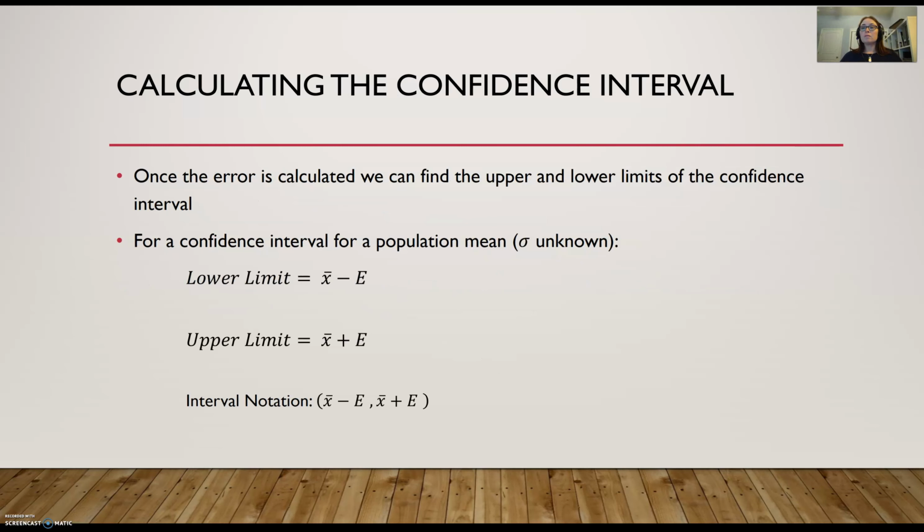Once you have that error, to form that interval, you just subtract the error from the sample mean to get the lower limit, and add them to get the upper limit. And if I want to write it in interval notation, here it is: just the two numbers in parentheses with a comma separating them.